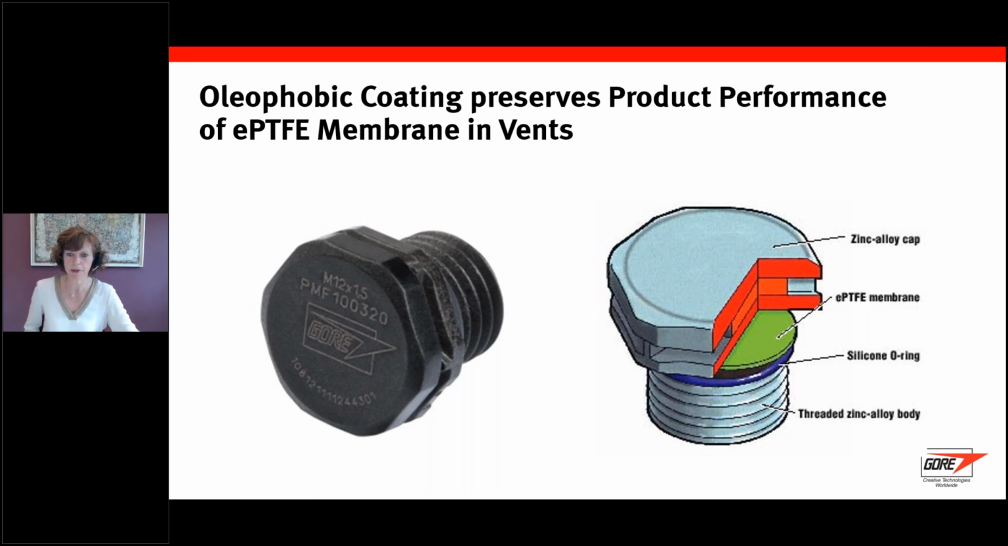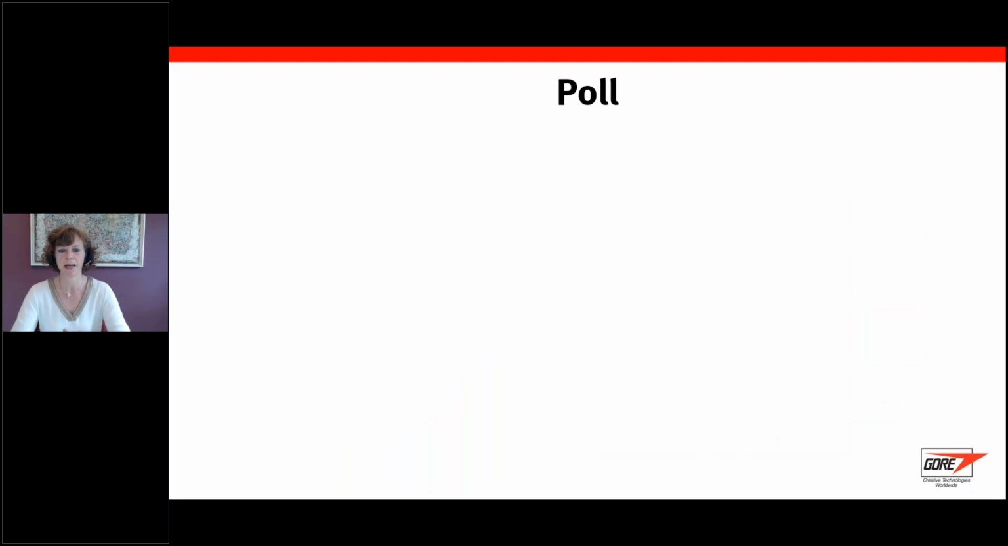And the job of the oleophobic coating is to preserve the product performance of the membrane in that vent, otherwise it would get stuck with things in the air like oil or whatever is around in this environment where the product is built in. And I want to focus on the making of this oleophobic coating. This is a resin. And now I have a question for you.